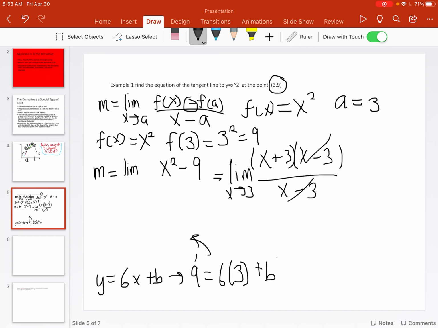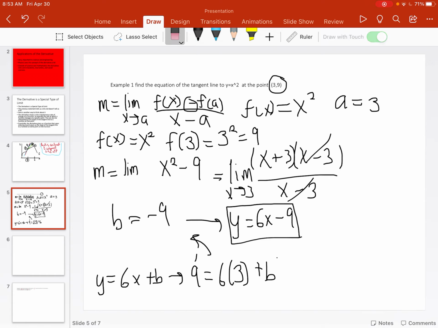Solve this up here. We get b is equal to -9. Go over there, and we'll say our equation of our tangent line then is y equals 6x minus 9. This is the equation of our tangent line.